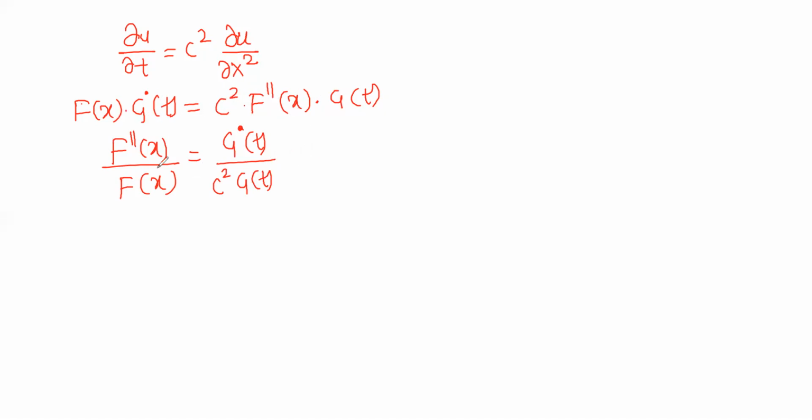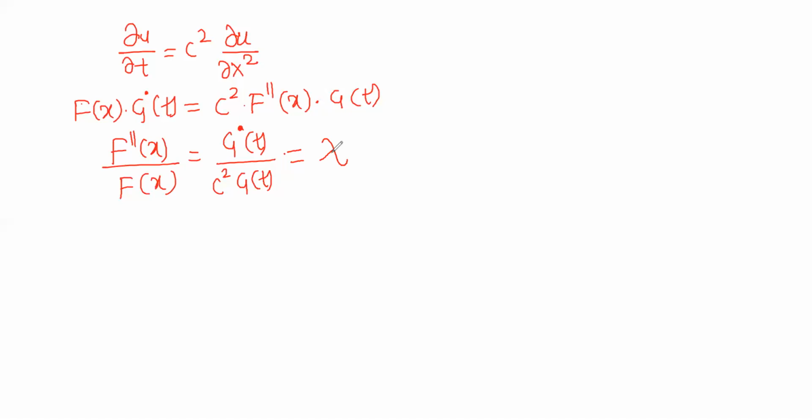Fine. Now I'm saying f is a function of x and g is a function of t, and their ratios are equal, so they must be equal to some lambda. Since this is a function of x and this is a function of t, and they are equal, they must be equal to some lambda, a constant. Now everything depends upon lambda. It may be 0, non-zero, greater than 0, or less than 0. So we will consider all the cases, and out of all those cases we will see which is the favorable case that gives the solution to our heat equation.